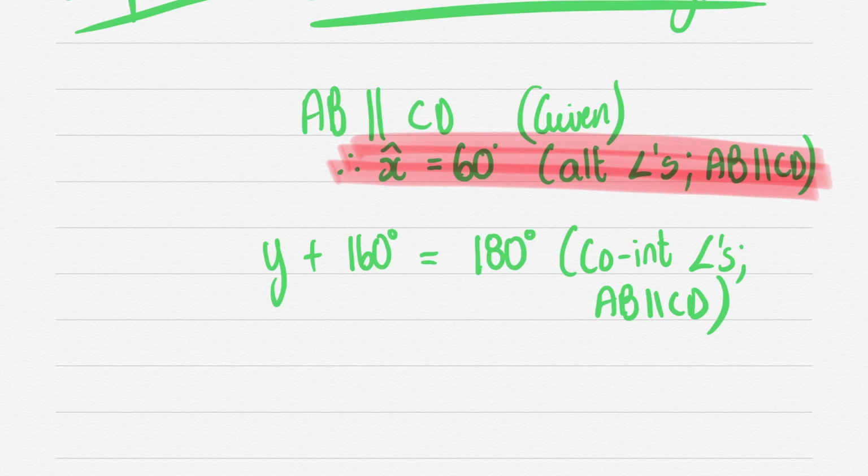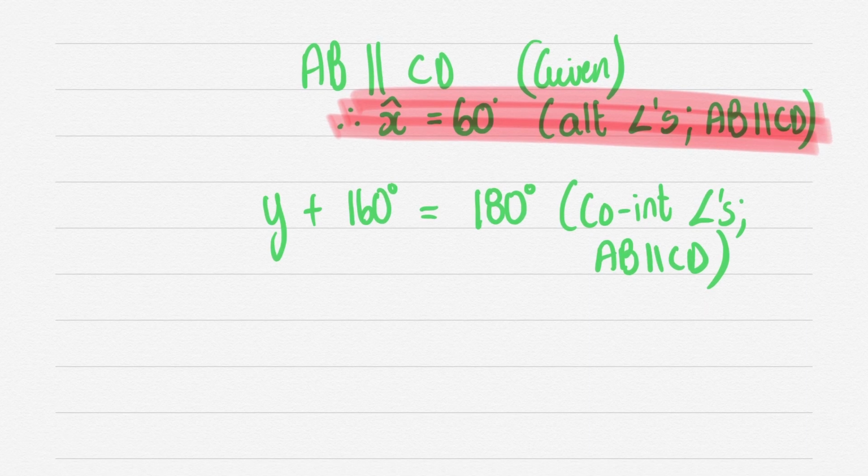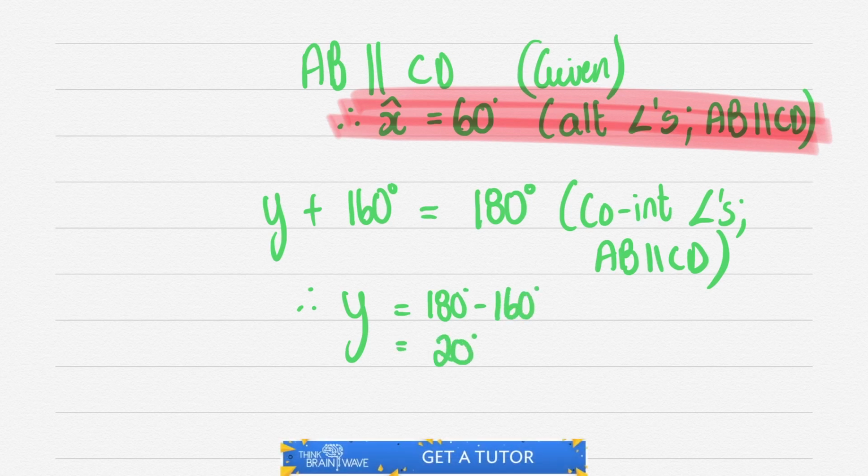Alright, so moving forward from there, we will see that the value for y is 20 degrees as a result of co-interior angles. Right, 180 minus 160 is equal to 20, and there we have it. So let's move on.